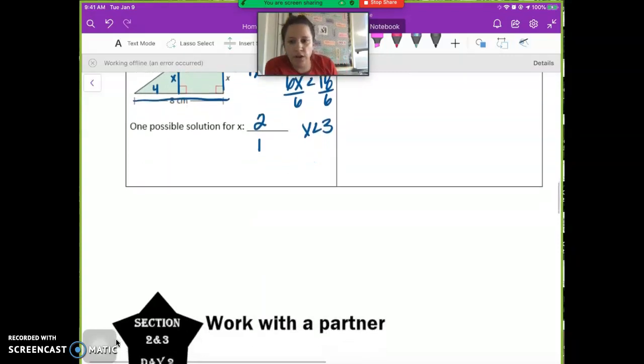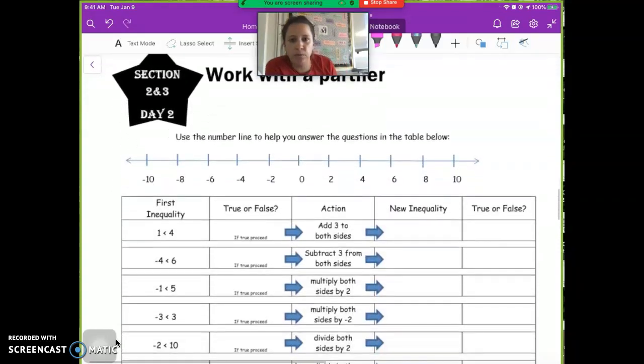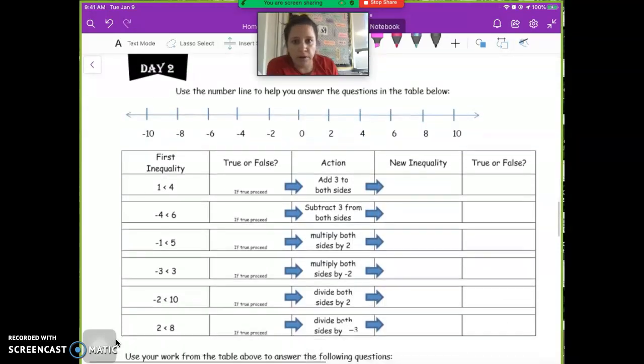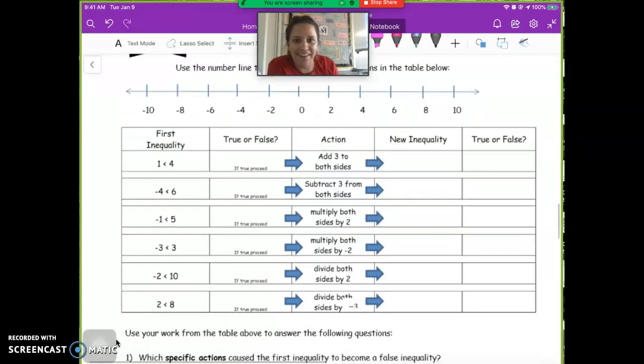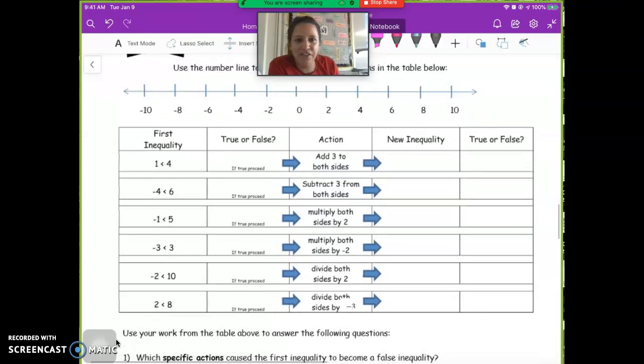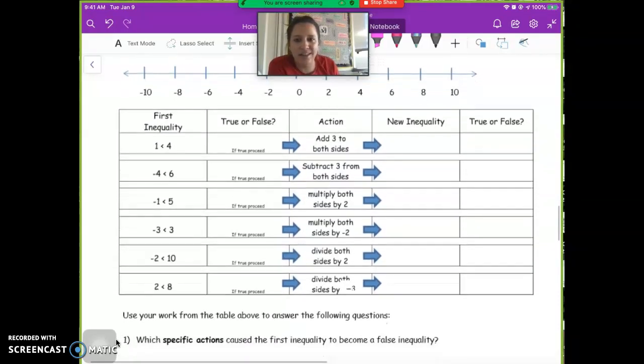All right, let's move on to section 2.3. I know it says work with a partner, but here we are on video. We'll be okay. Let's fill out this table quickly to see if you can see the pattern.